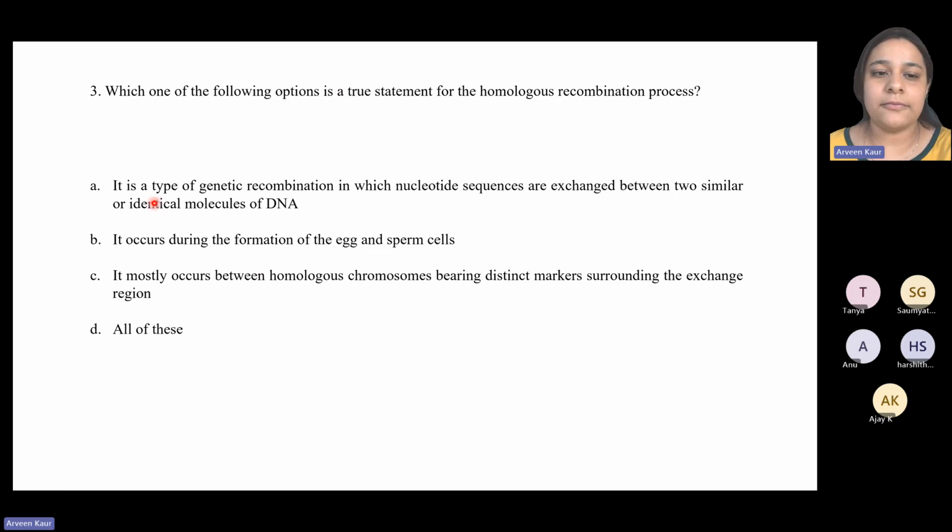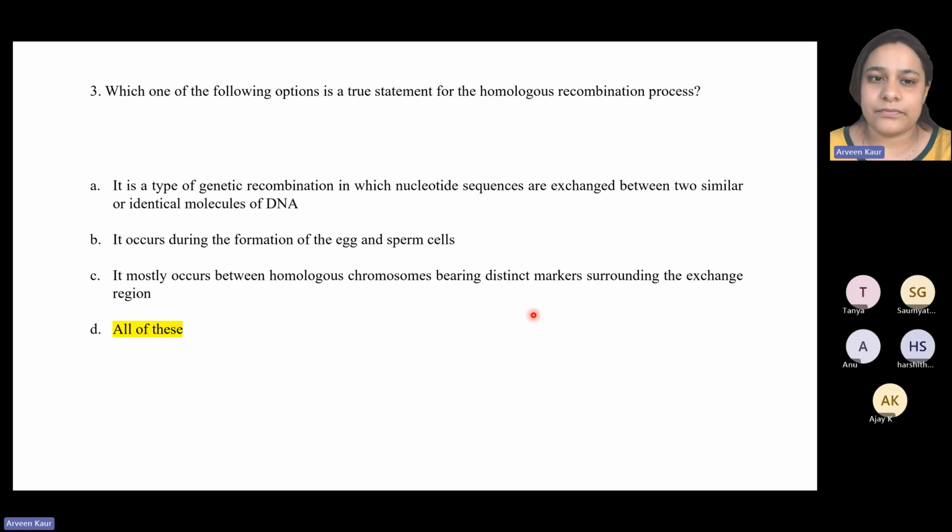The options for this one are: it is a type of genetic recombination in which nucleotide sequences are exchanged between two similar or identical molecules of DNA, or it occurs during the formation of the egg and the sperm cells, or it mostly occurs between homologous chromosomes bearing distinct markers surrounding the exchange region, or all of these. Yes, we discussed a very similar question in the previous class also, and the answer to this is all of these.